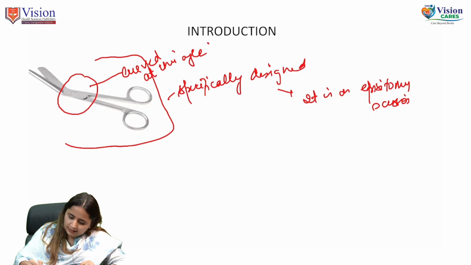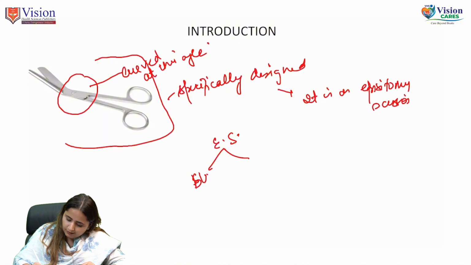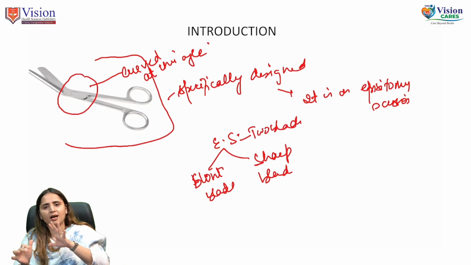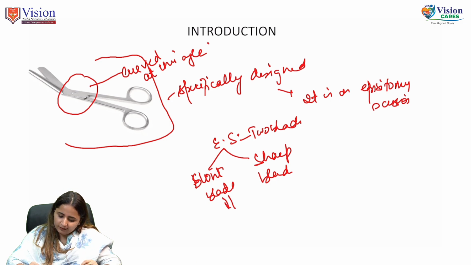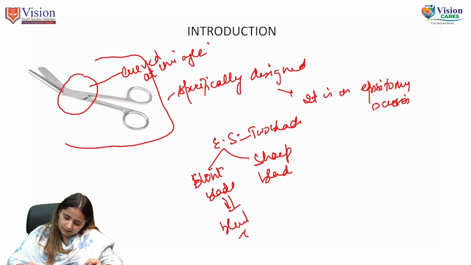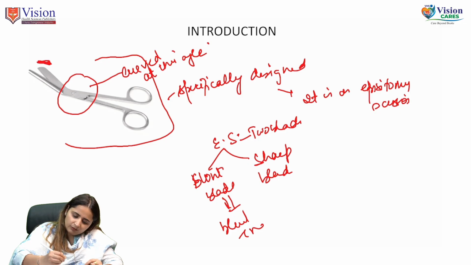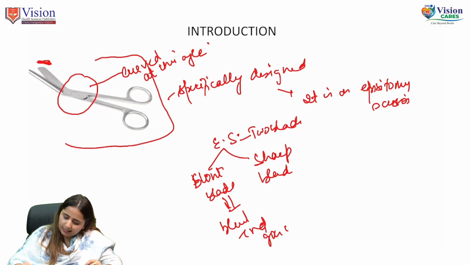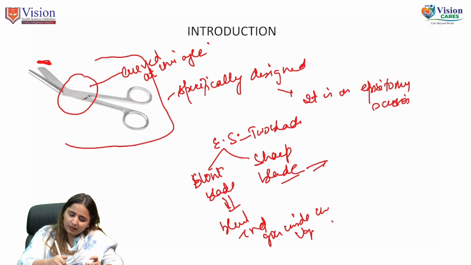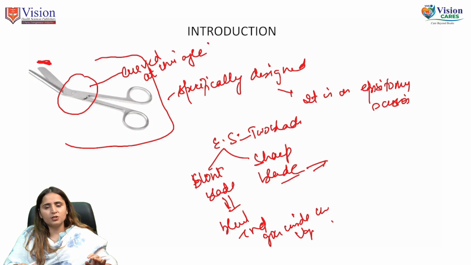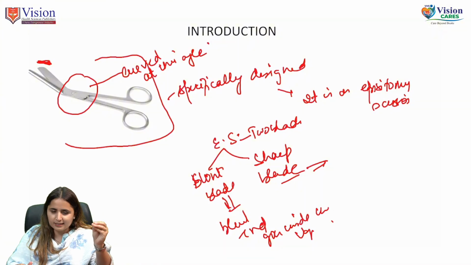Basically, this episiotomy scissors has two blades: one is a blunt blade and another one is a sharp blade. The one with the blunt end goes inside the vagina, and the one with the sharp end remains outside. The procedure done with the help of this is called episiotomy.